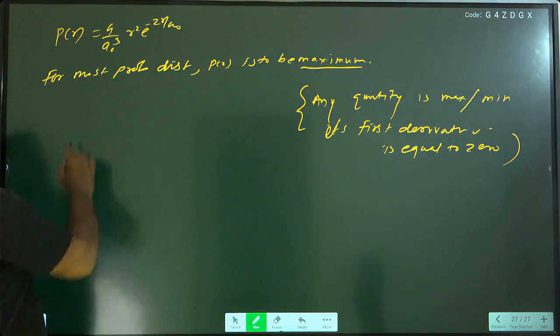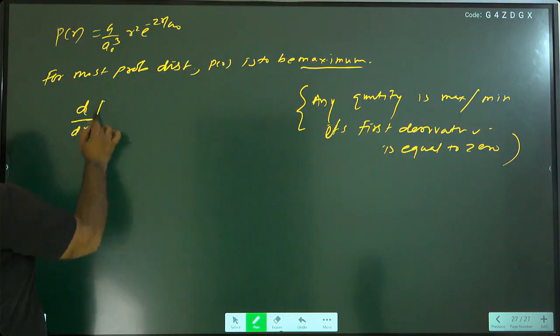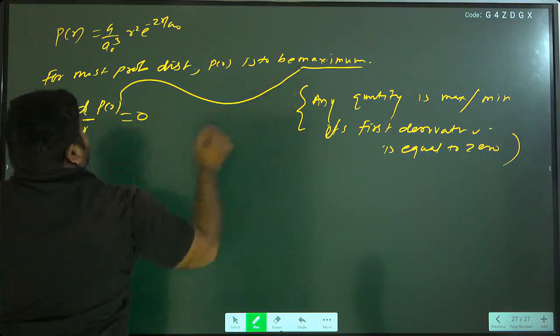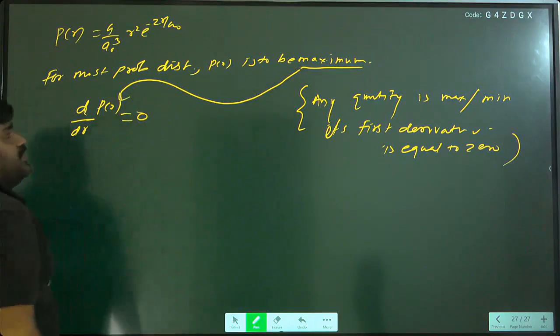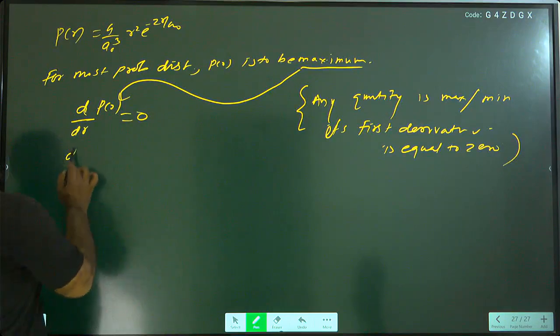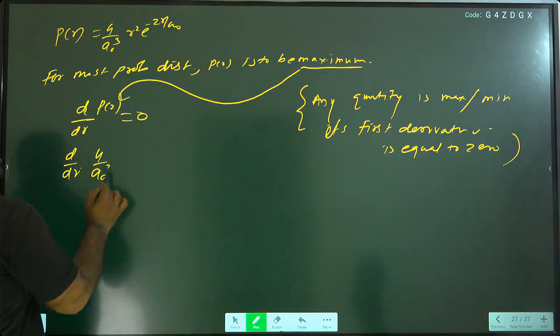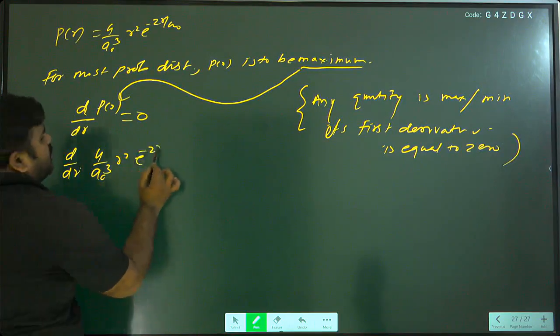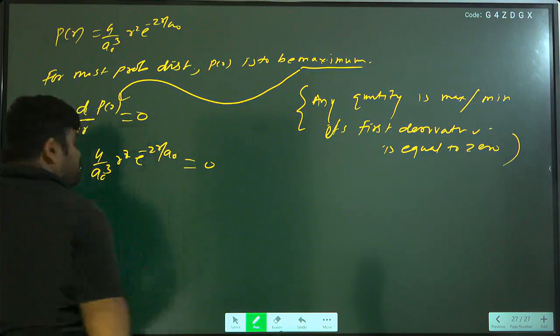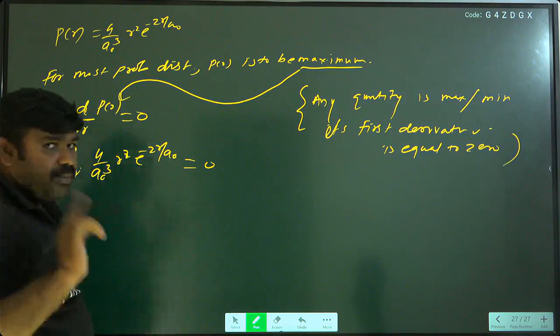क्लियर? देन d here variable is r, d upon dr into P of r is equal to how much? 0, because this one is a max. समझ में आ रहा है? Any quantity is maximum, its first derivative is equal to how much? 0. So d upon dr, what is this one? 4 upon a naught cube r square e to the power minus 2r upon a naught is equal to 0. Any quantity is maximum or minimum, its first derivative is equal to 0.